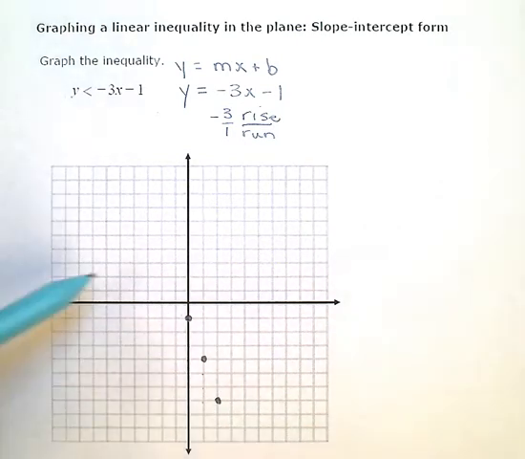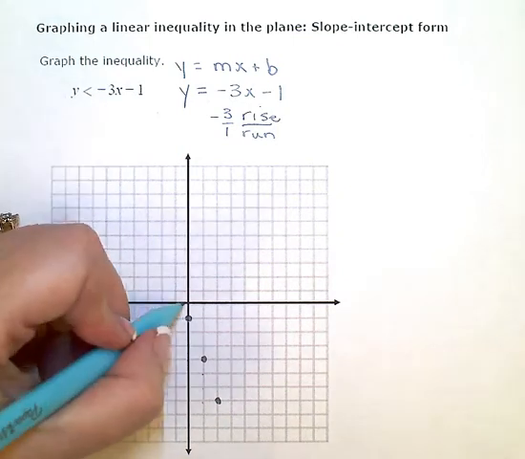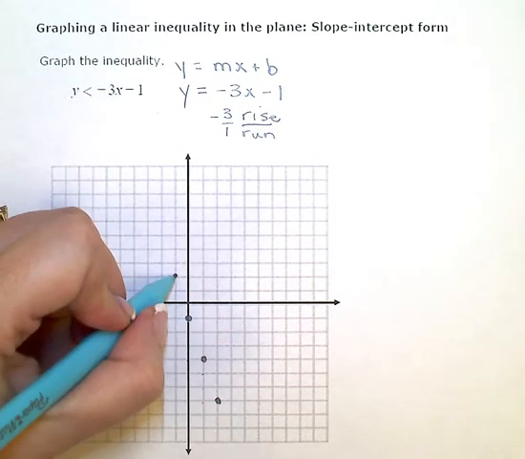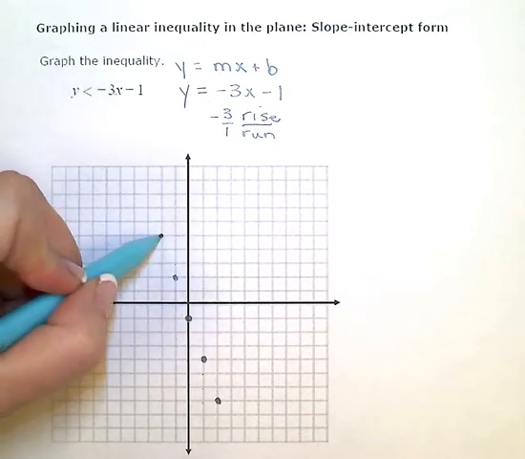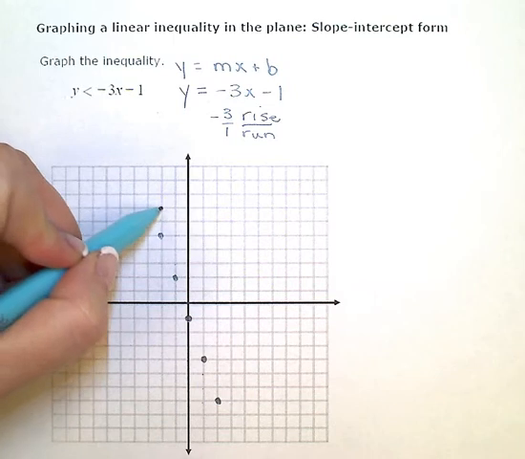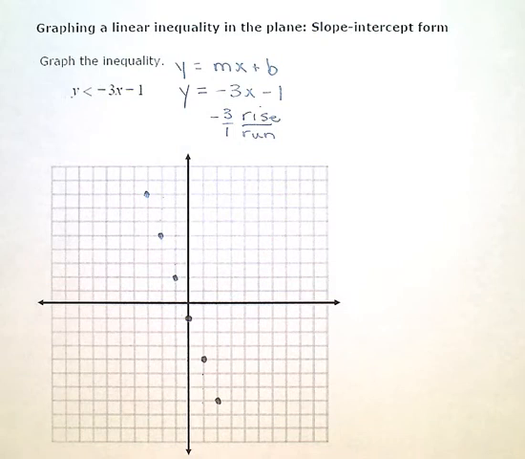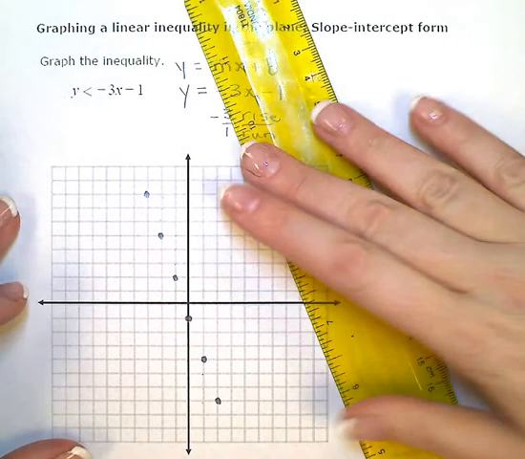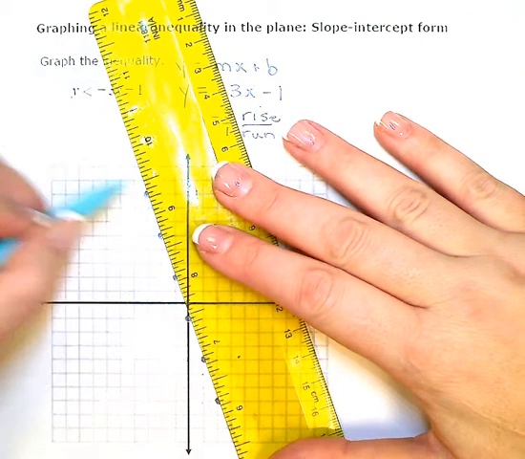If I want a few more points up this way, I can just reverse this in both directions. So instead of down 3 over 1, I'll go up 3, back 1. Up 3, back 1, to give myself a few points in this other direction. Now that I have several dots there to help me draw in an accurate line, I'm going to line up my ruler to these dots so I can put in my boundary line.